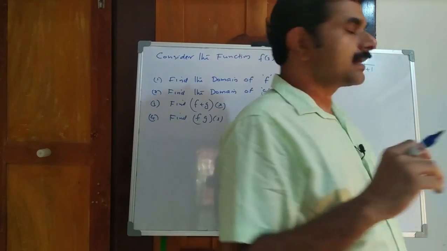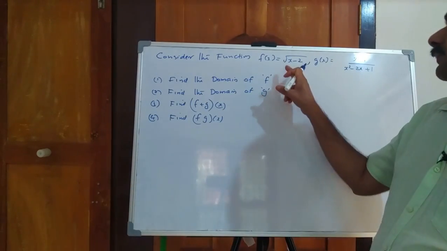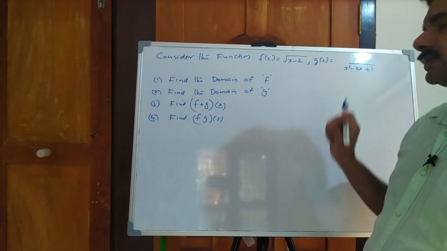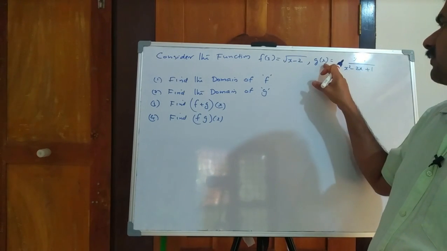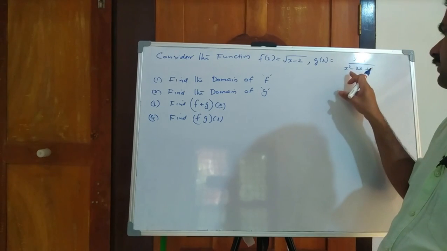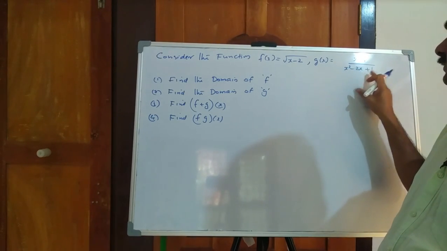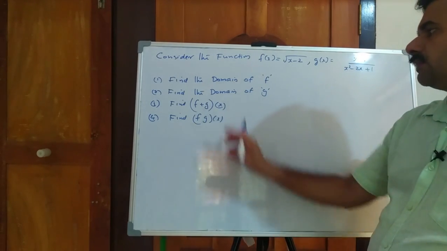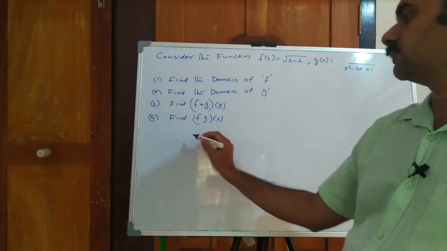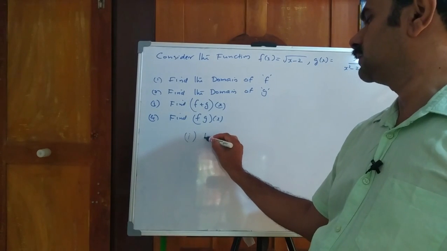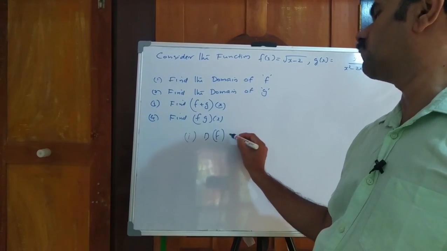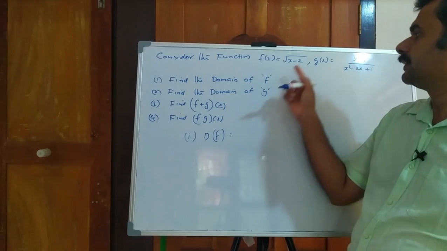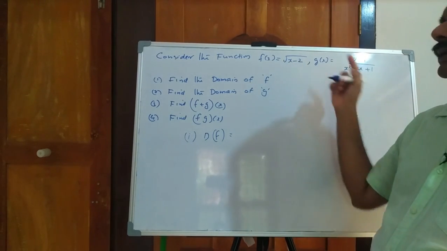Okay. Consider the function f of x is equal to root of x minus 2, and another function g of x equal to x plus 1 divided by x square minus 2x plus 1. And you have to find these 4 questions. First one, find the domain of f. This is a direct question. Domain of f, f is root of x minus 2.